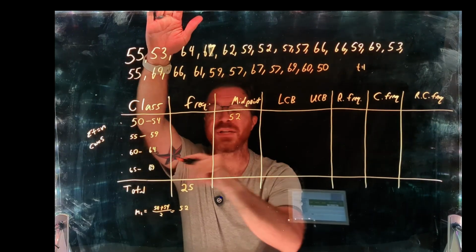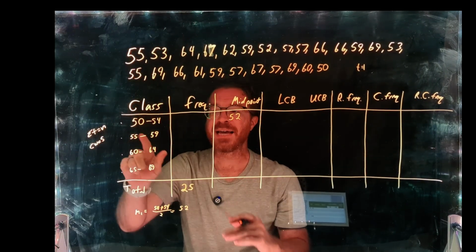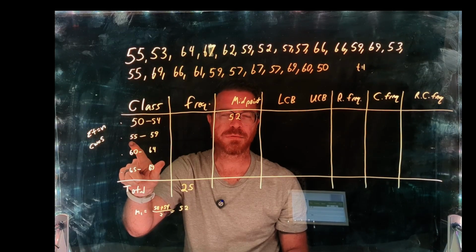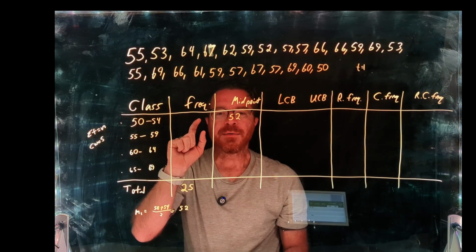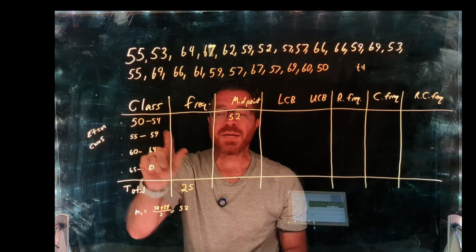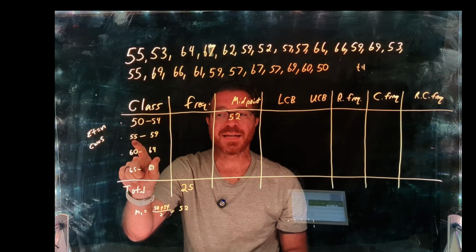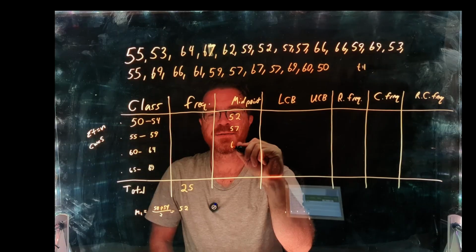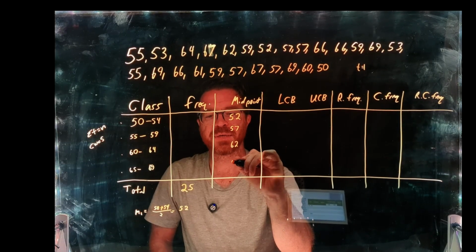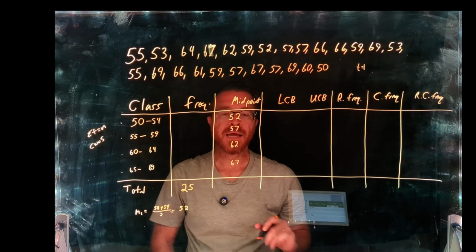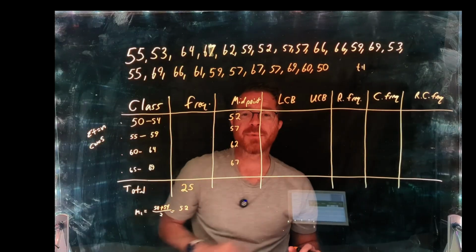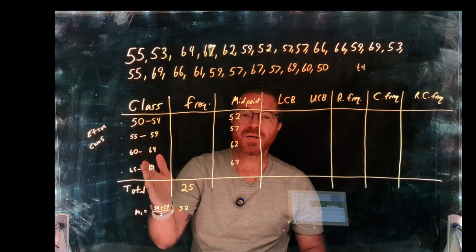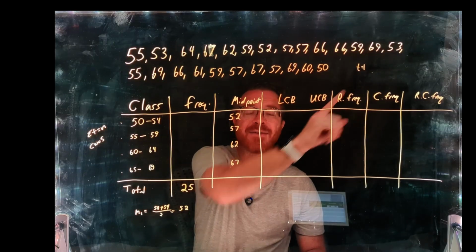So remember what we talked about. Because these are all equal width, I can just add 2 to my lower class limit. So this is going to be 55 plus 2, or 57. This one's going to be 62, and this one's going to be 67. Now, I want to find my lower and upper class boundaries. So if you remember, for our lower class boundaries, we take our lower class limits and we subtract half of our tolerance.